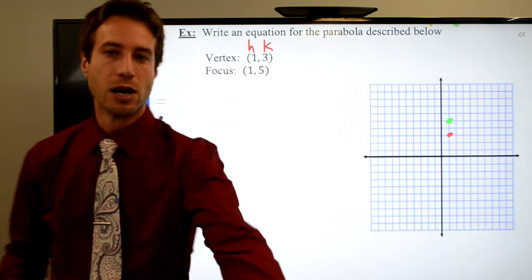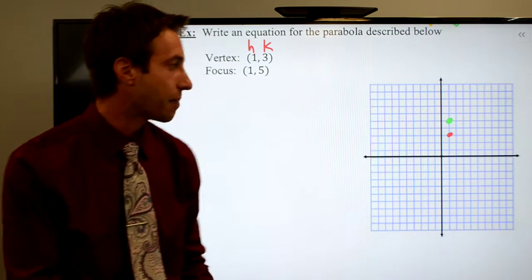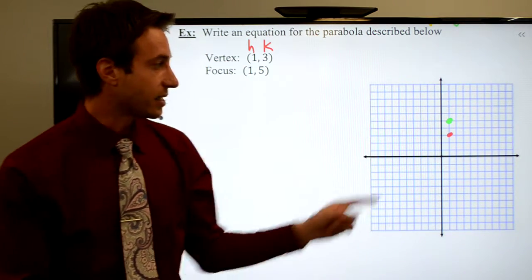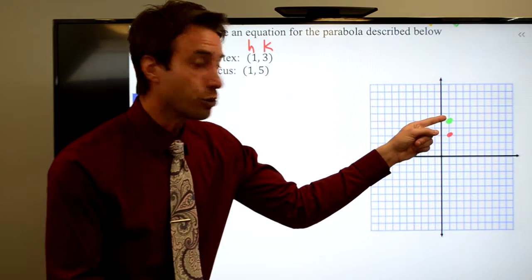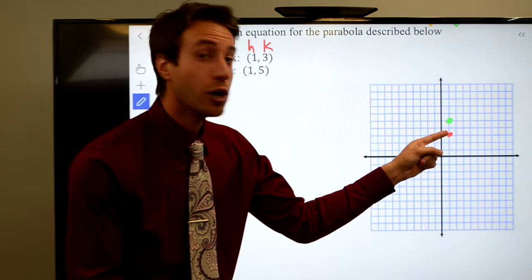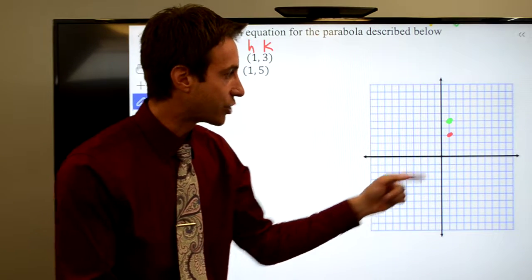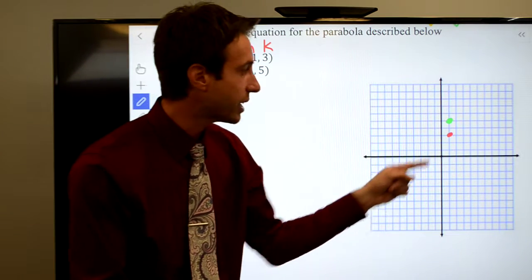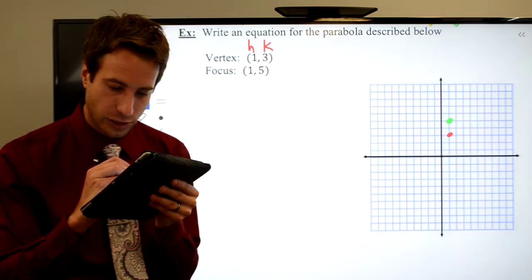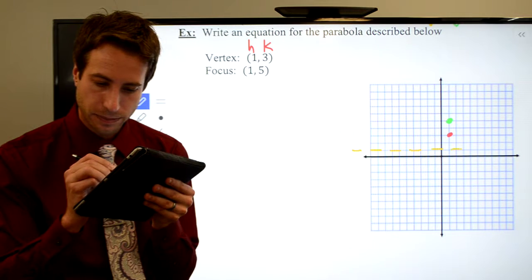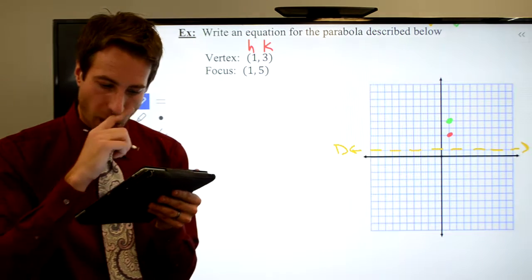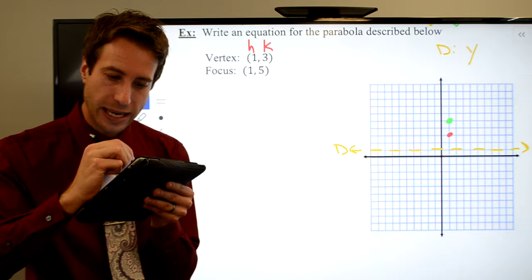And this tells me a couple of things about my parabola. Since that's my vertex and that's my focus, remember, the distance from the vertex to the focus is exactly the same as the distance from the vertex to the directrix, just in the opposite direction. Since it's 2 units to the focus, it'll be 2 units back down to the directrix. So my directrix is going to be right here. That's my directrix, y equals d, at y equals 1.